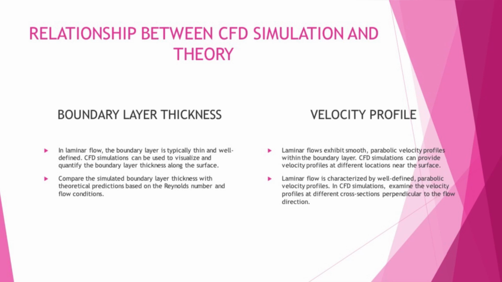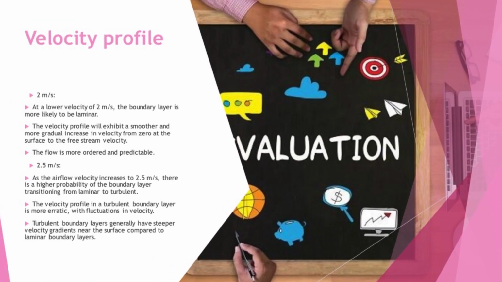At the other side, which is velocity profile, laminar flows exhibit smooth parabolic velocity profile within the boundary layer. CFD simulations can provide velocity profiles at different locations near the surface. Laminar flow is characterized by well-defined parabolic velocity profiles. In CFD simulation, examine the velocity profiles at different cross-sections perpendicular to the flow direction.